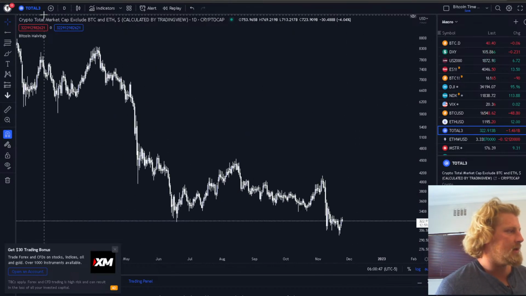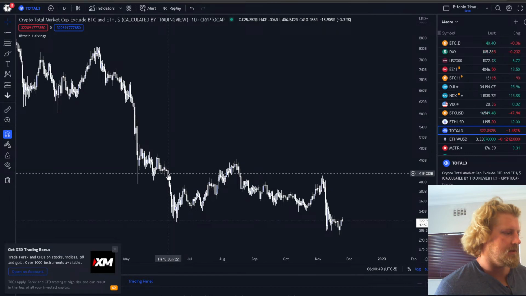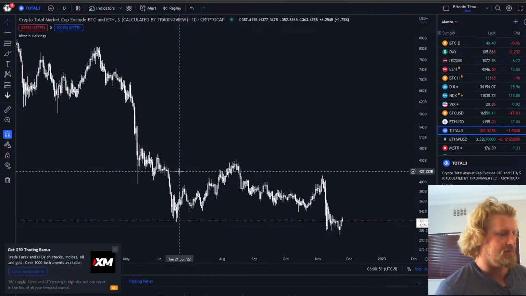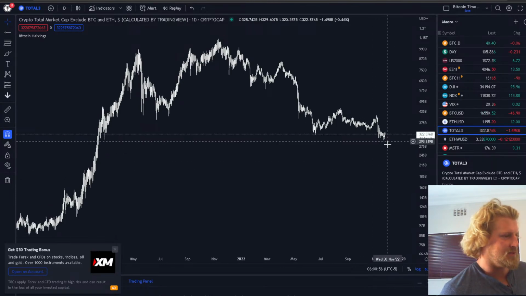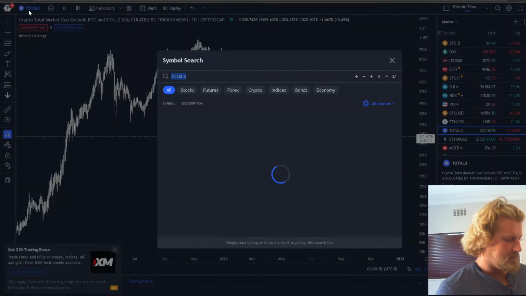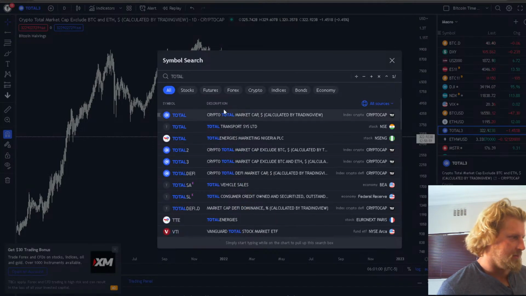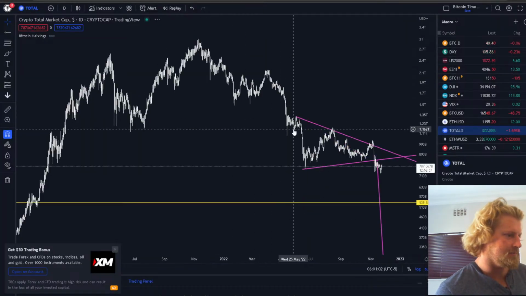The total market cap 3 is all of the crypto coins, excluding Bitcoin and all of the stable coins. This has made a new low, which isn't the best to see, right? Let's look at the total market cap of everything combined.